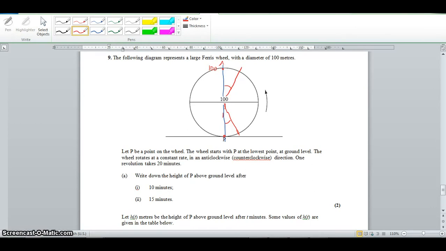Therefore, in 10 minutes, I go half the way. Therefore, obviously, the height in 10 minutes will be 100 meters. I'll be at the peak. And in 15 minutes, I will have gone, well, it's 5 minutes to here, then another 5 minutes, then another 5 minutes. So in 15 minutes, I will be back down at 50 meters halfway through.